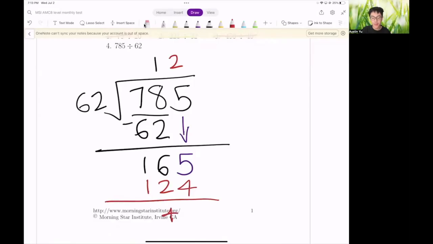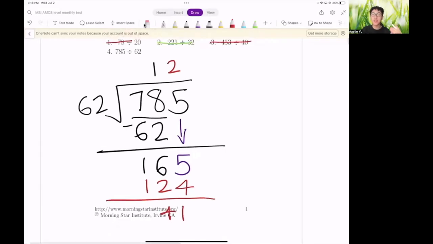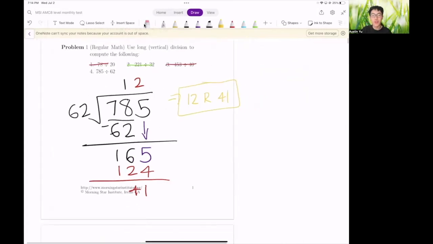And what do you get? 41. And since 41 is smaller than 62, we know that the remainder must be 41. The final answer is 12 with remainder 41. And that is how you do problem one as a whole.